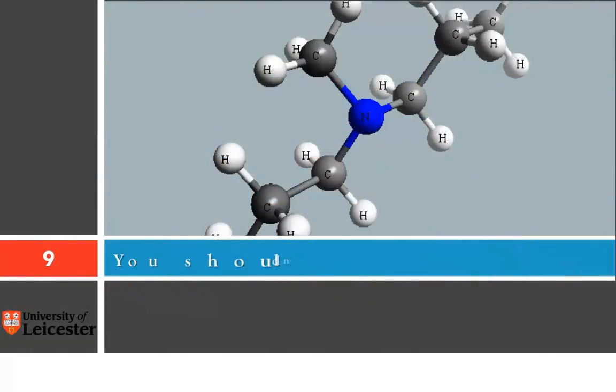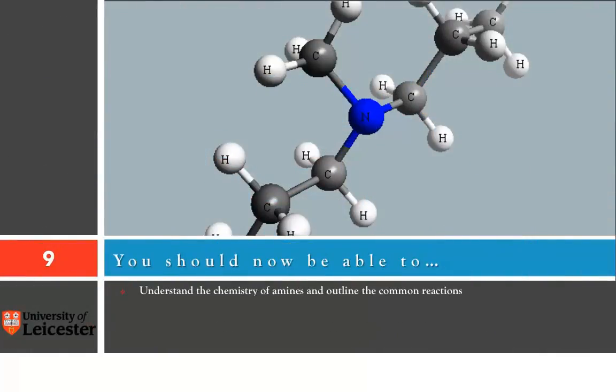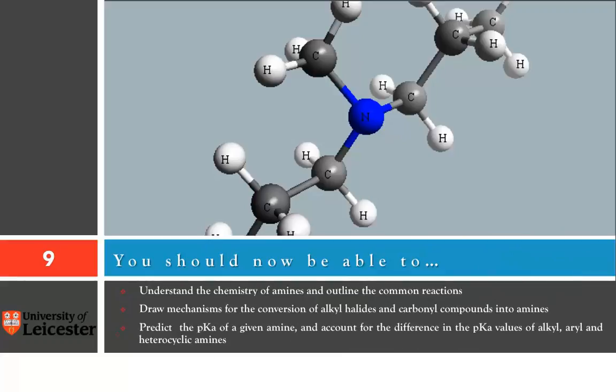At the end of this clip, you should now have a good understanding of the chemistry of amines and be able to outline the common reactions of amines. You should also be able to draw mechanisms for the conversion of alkyl halides and other carbonyl compounds to amines. Finally, you should be able to predict the pKa of a given amine and account for the differences in the pKa values of alkyl, aryl, and heterocyclic amines.